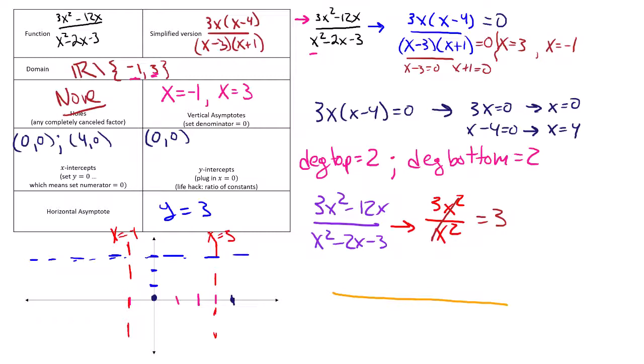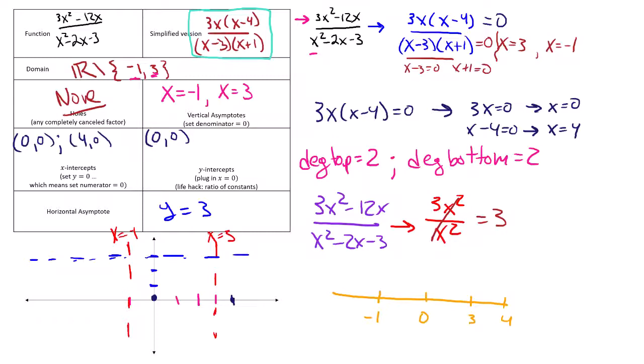So let's make a table of signs. Remember, we only care about vertical asymptotes and zeros. So negative 1, 0, 3, and 4. Those are the parts of the domain. Using this simplified version of the function, remember, that's going to be this one here, all we care about is what are the signs, not what are the actual values.